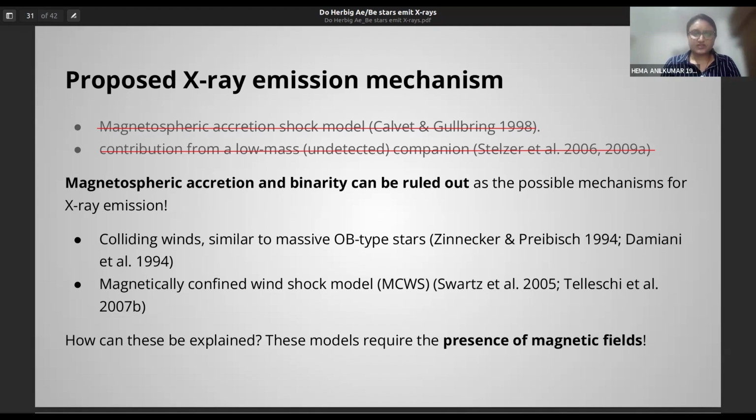Further, we see that other emission mechanisms that were proposed for these types of stars are colliding winds, which is similar to OB type stars, or the magnetically confined wind shock model. But these two models require the presence of magnetic fields.